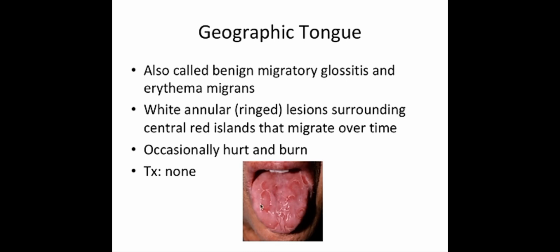It has these white annular lesions, which means they're white rings surrounding central red islands that literally migrate over time, and they'll move around on the tongue. This is how you get this migratory, migrans terminology, and also the erythema, referring to the redness of the tongue. Occasionally hurts and burns. Unfortunately, outside of a little bit of symptomatic and dietary changes, there really is no treatment for this condition.